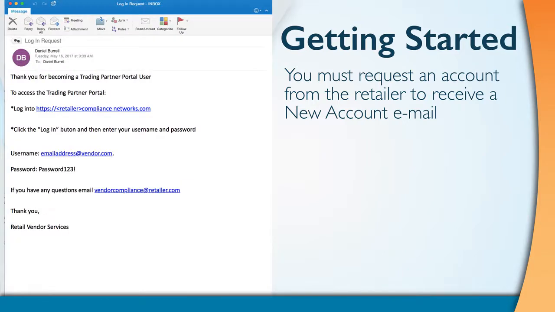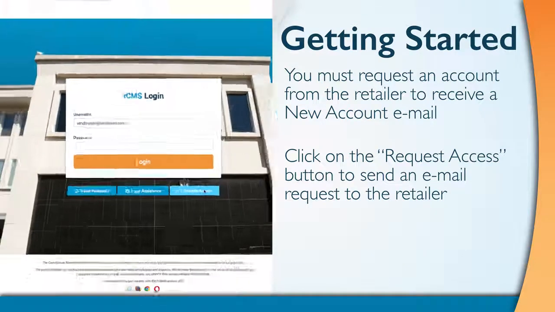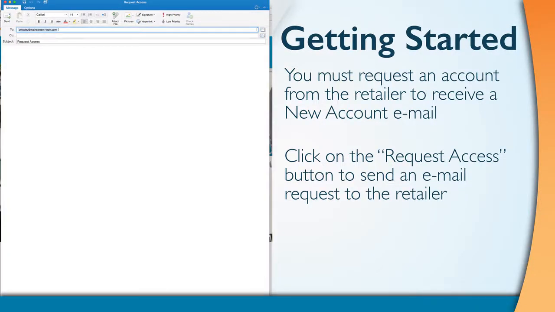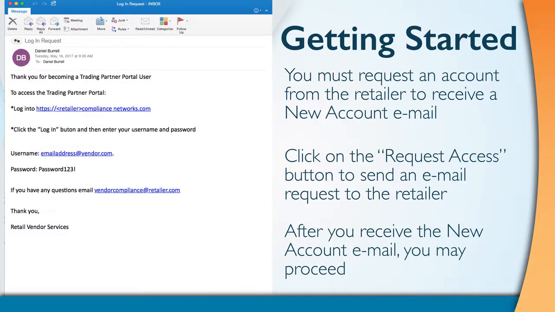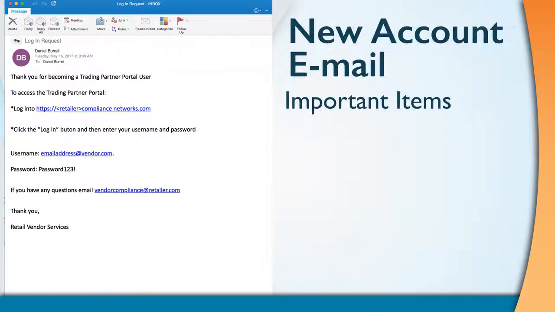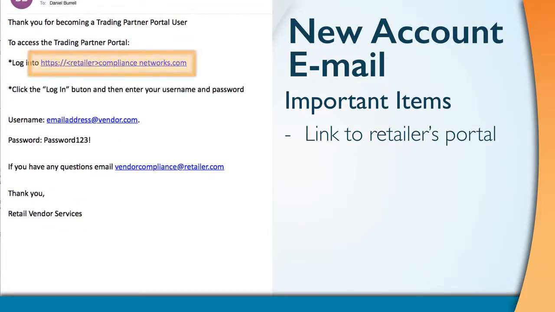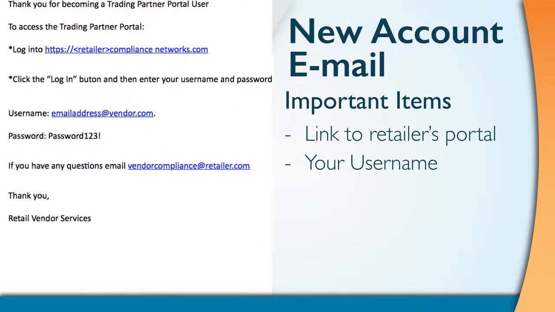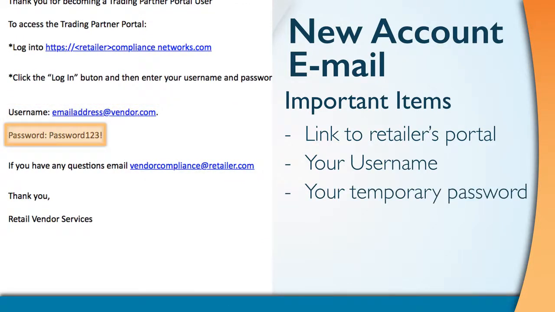account email. If you have not received a new account email, click on the Request Access button under the RCMS login box to send an email request to the retailer. After you have received the new account email, you may proceed. The most important items in the new account email are the hyperlink to the retailer's portal, your username, your email address at which you received the new account email, and your temporary password.